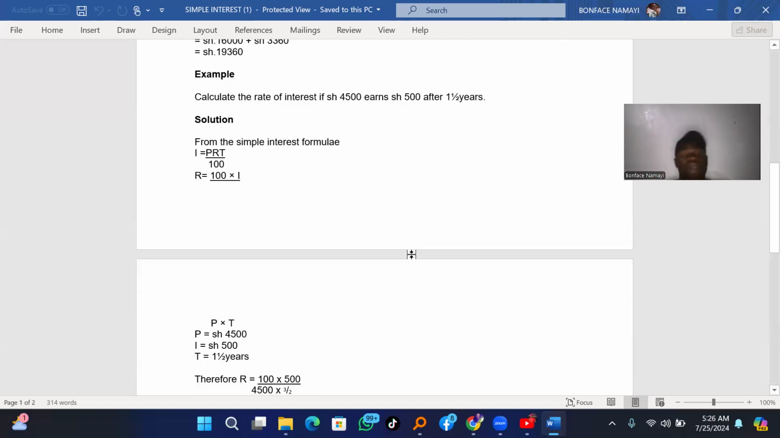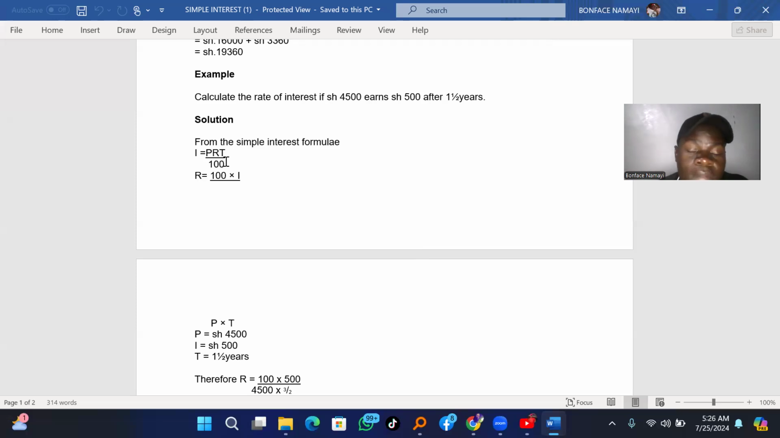So we have our principal to be 4,500 and our interest to be 500, time 1.5 years. If we derive the formula for calculating the rate, using the formula we have here, principal times rate times time, we have to make R the subject of the formula. How will you do that?